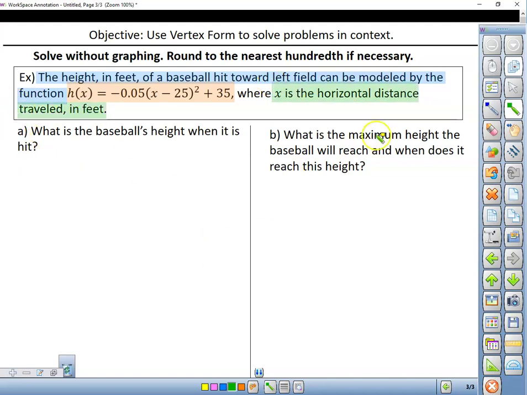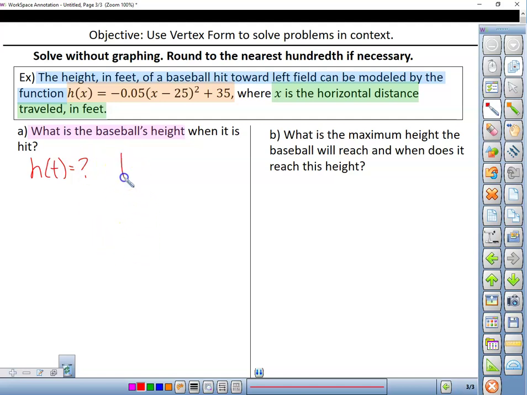And we've seen problems like this before. But again, we're going to apply some new skills that we've been learning towards solving some problems here. So here's the question: what is the baseball's height when it is hit? All right, so here in context, we're looking for height, which means if we're looking for height, our height equals what? Or our h of t equals what?